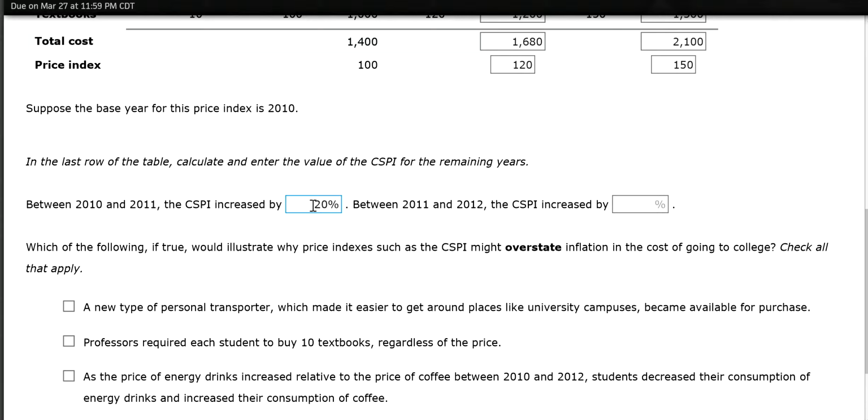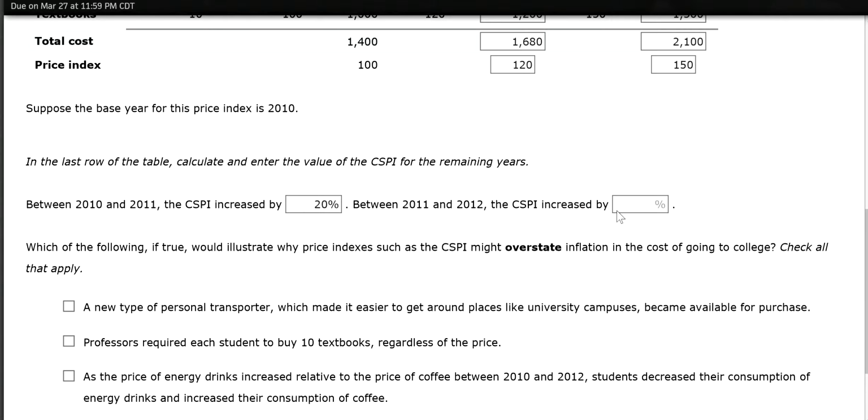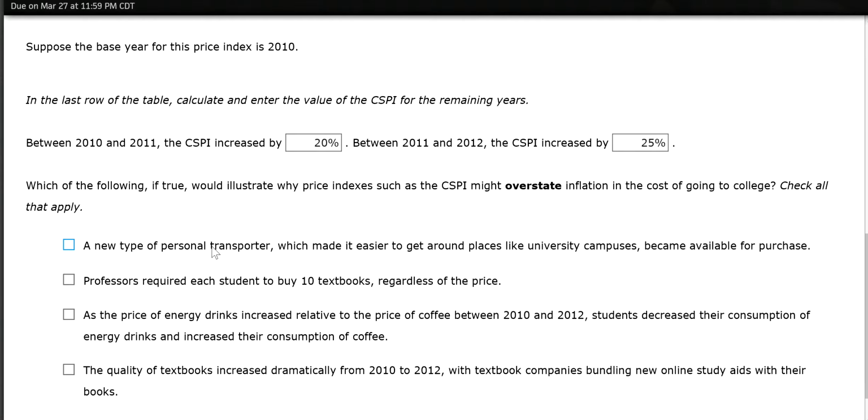Now for the next range, between 2011 and 2012. So again, new minus old divided by old. So 2012 we had 150. 2011 was 120. And then divided by 2011 of 120. So 25%.